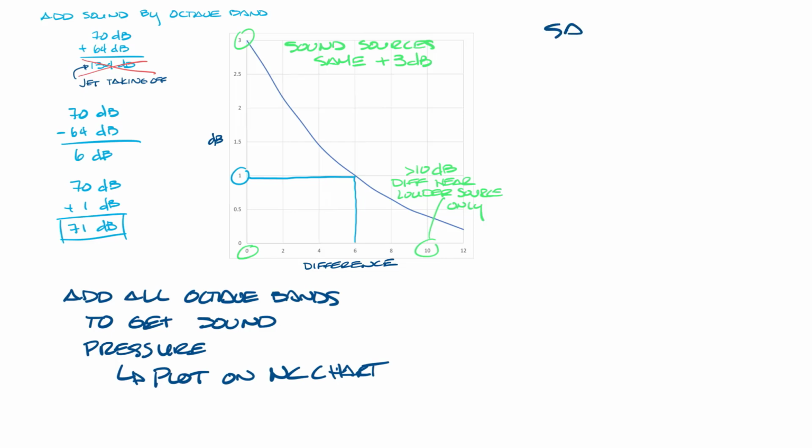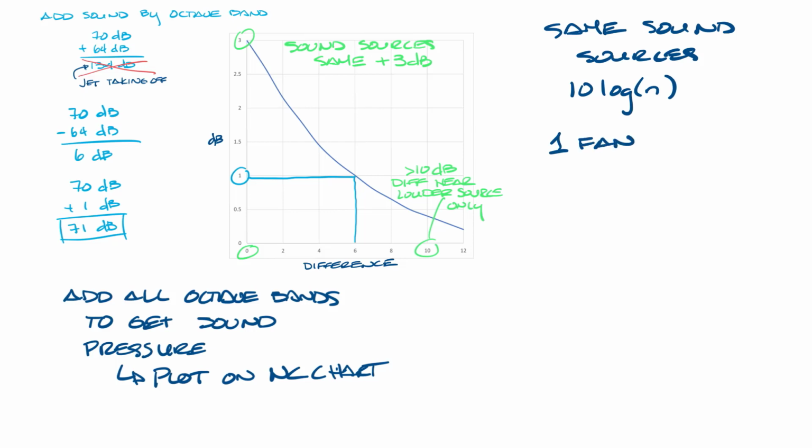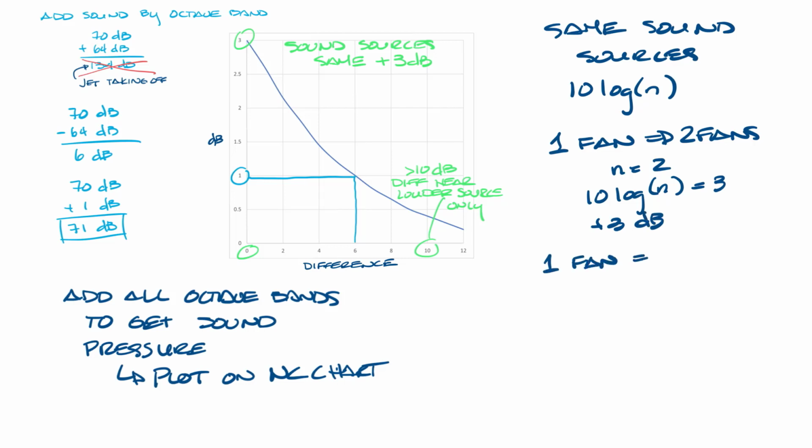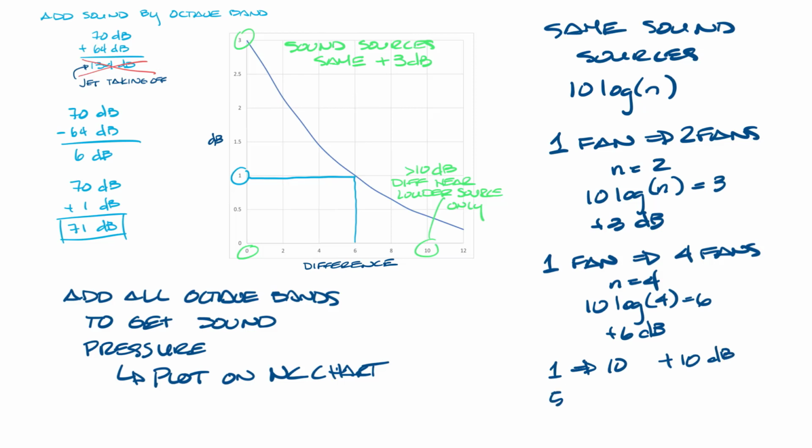Another handy rule is for the same sound sources, when you add more of them to a space, it follows 10 log n. So if you have one sound source, we'll call it a fan, and you double that to two fans, n equals 2, and 10 log 2 equals 3. So you would add 3 dB. So if you went from one fan to four fans, n is 4, 10 log 4 is 6, and you'd add 6 dB. If you went from one fan to 10 fans, 10 log 10 is 10, so you would add 10 dB. But also if you go from 5 fans to 10 fans, n is only 2, and then we go back to adding just 3 dB.